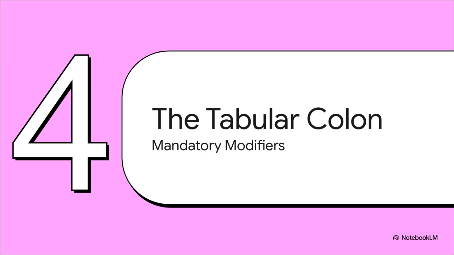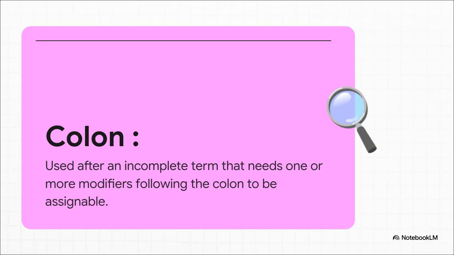Which brings us to Section 4, the mandatory tabular colon. We are moving on to the final symbol of our big three, the colon. Let me warn you, this one acts as a strict, mandatory lock on a diagnostic category. The official CMS definition tells us that colons are used in the tabular list after an incomplete term. This means that when you see a colon, the diagnostic term before it is legally incomplete on its own. You cannot just stop there and assign a code.